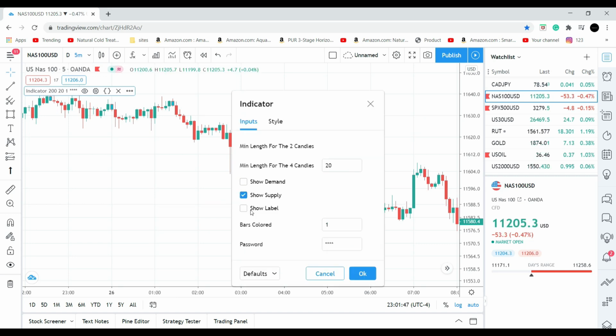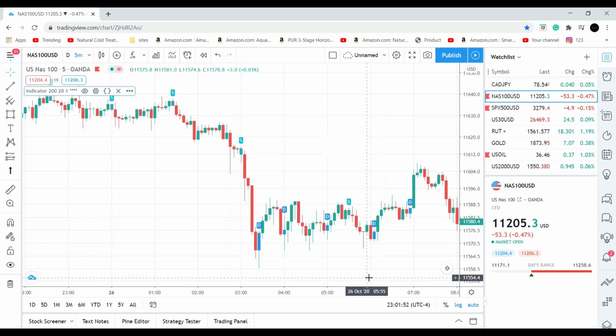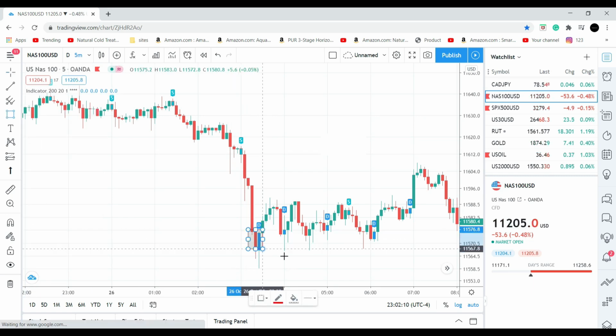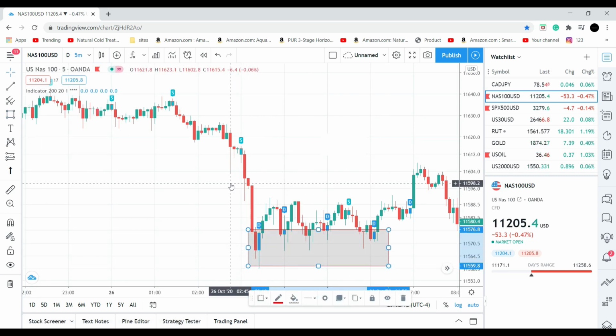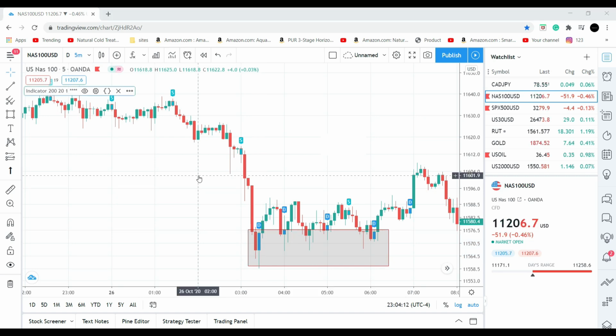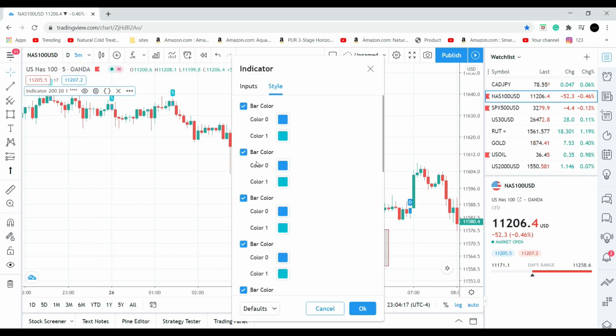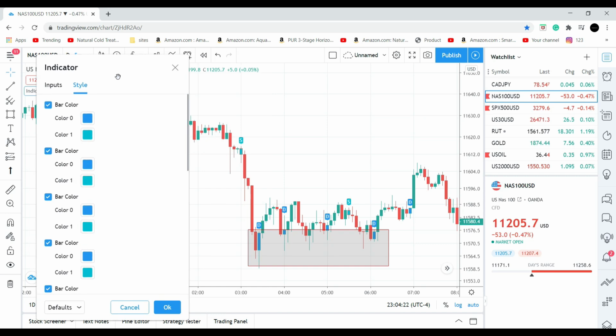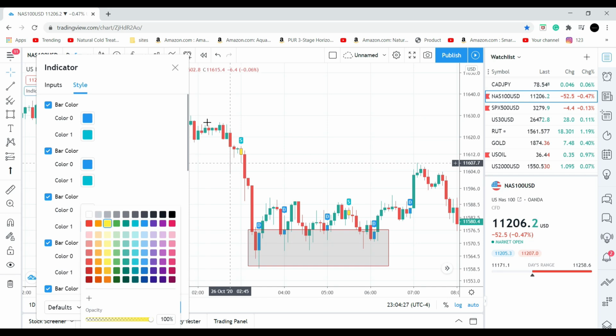Let's turn on demand and turn on show label. Now notice how we have the S for supply and the D for demand. If you're new, you might get confused and not know what is what. So you know that S is supply and D is demand. What we can also do is change the color of the candles. So we go here and change the color. Let's say we want this candle to be yellow. So we go here and change it to yellow, right?